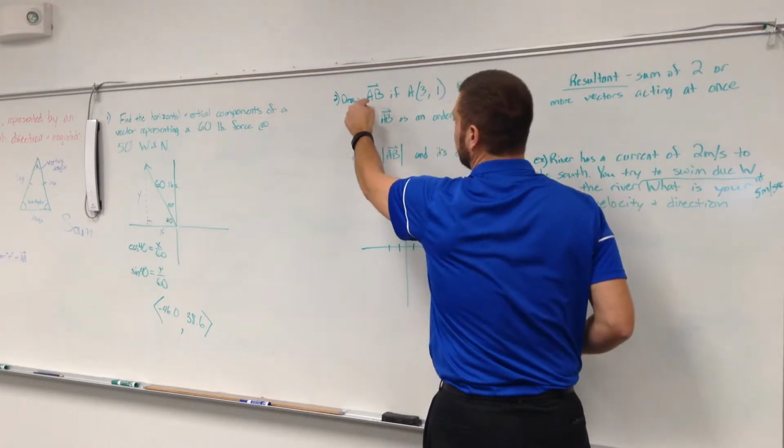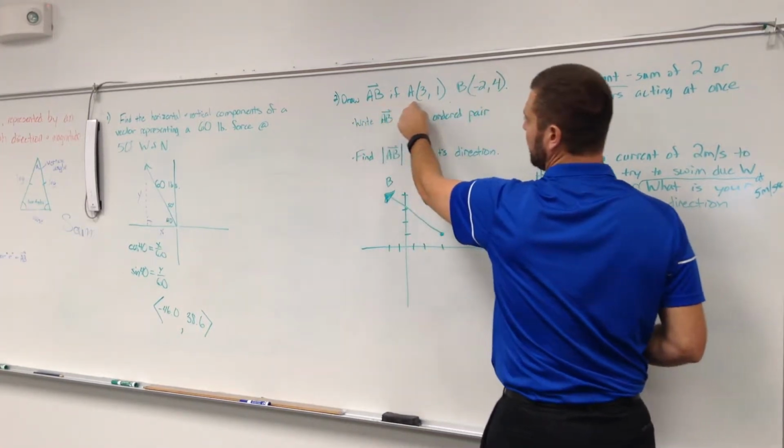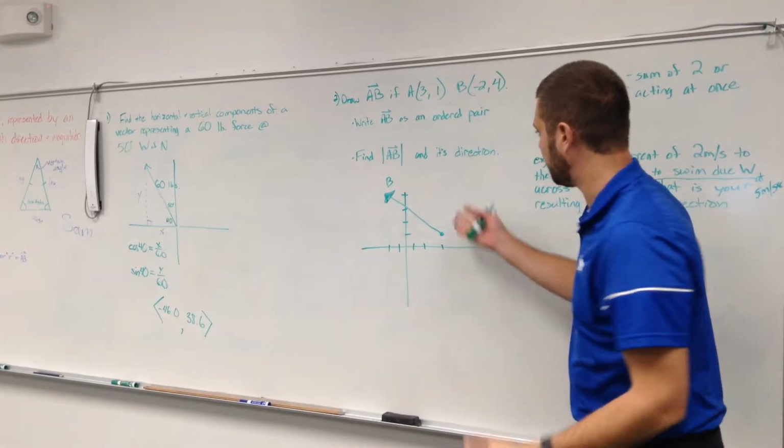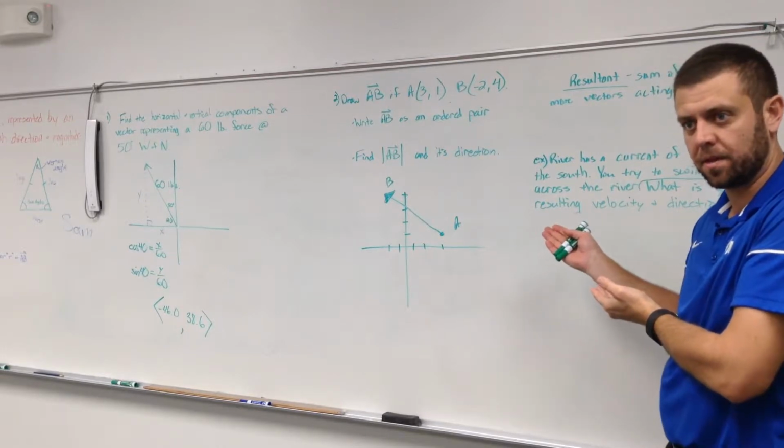But since we're working with vector AB, we start at A, go to B. So when I say draw vector AB, if A is located there and B is located here, this would be your drawing. Any questions on the drawing?